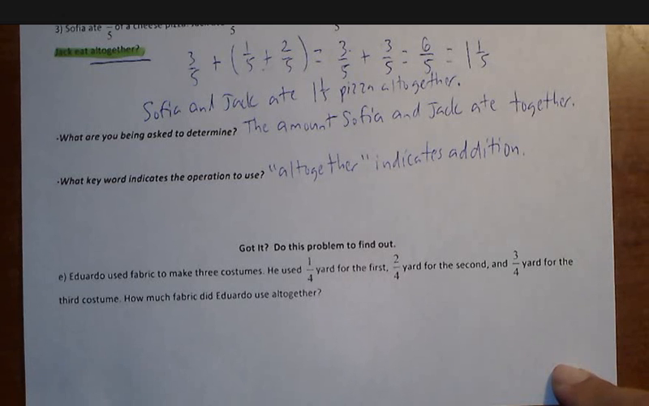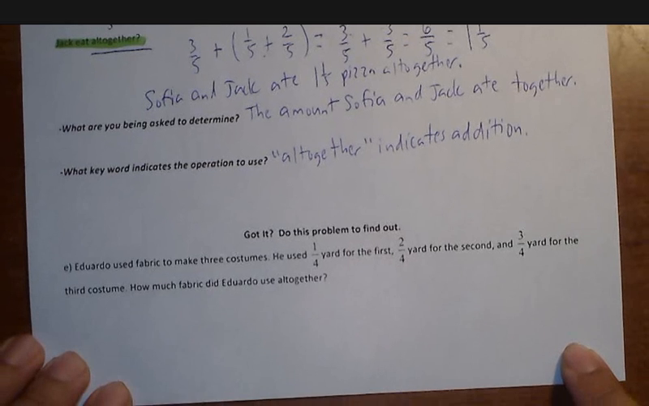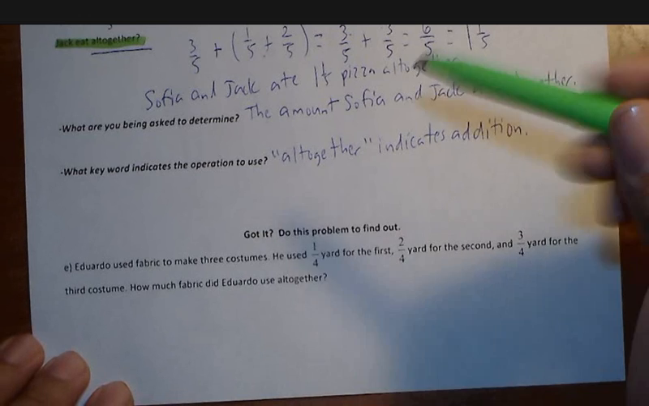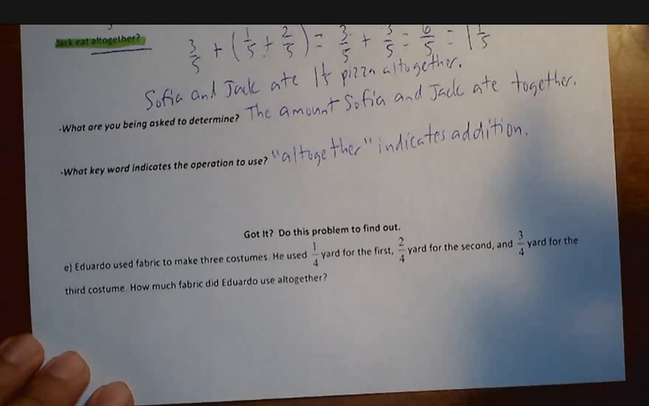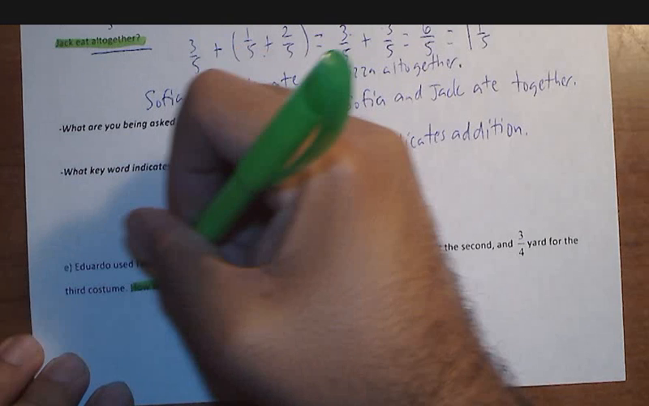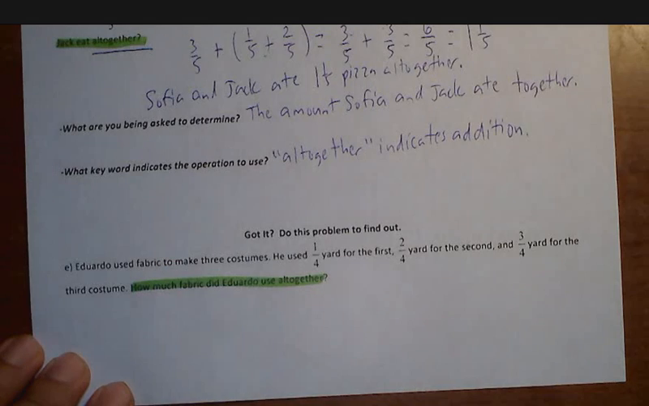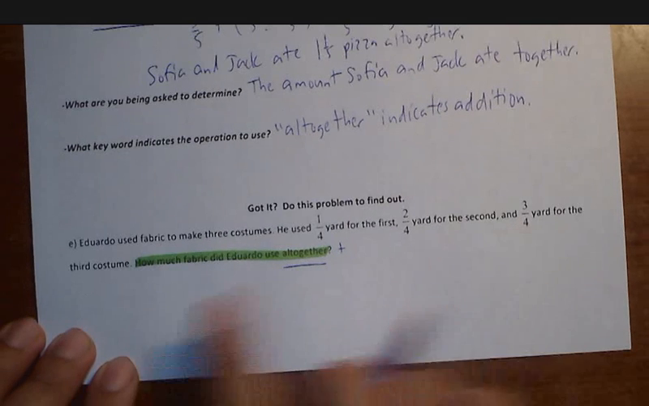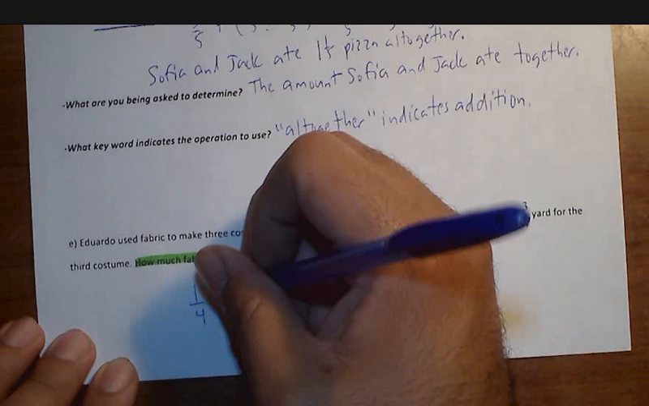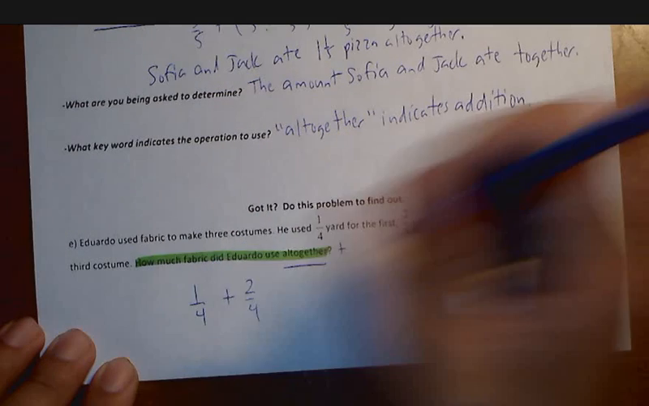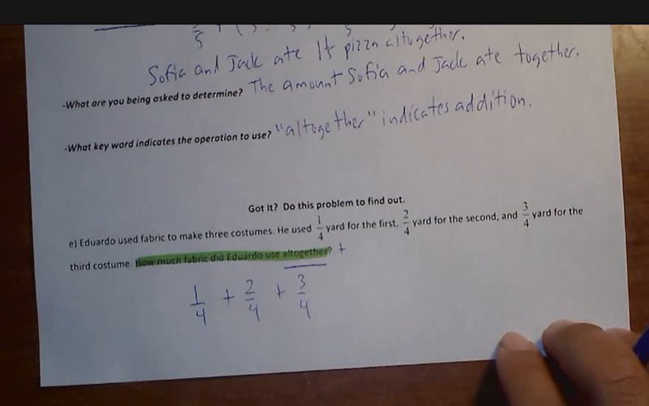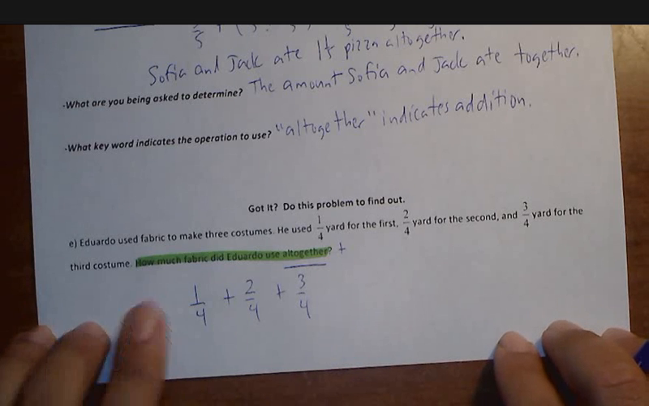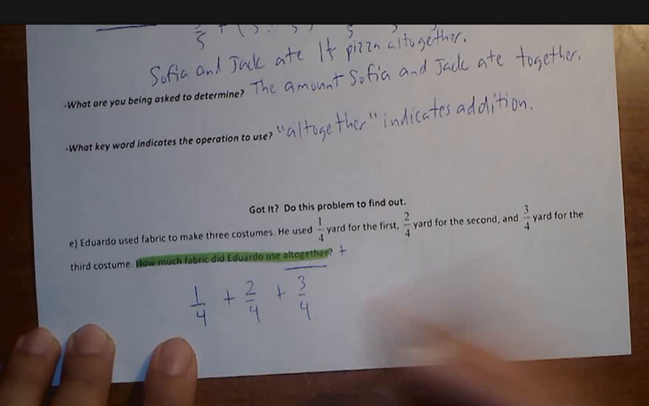Alright, hopefully you paused the video, and now you can check to see if your solution is correct. So, just like before, I want to look to see what the problem is asking me to do. It's asking me to find out how much fabric Eduardo used altogether. So now that we know that altogether means to add, I want to write each of these fraction parts in a number sentence. 1/4 plus 2/4 plus 3/4. Now, I'm not going to write any parentheses here around any of the fraction parts, because they're all referring to the same person, Eduardo. So we're going to leave it as is.